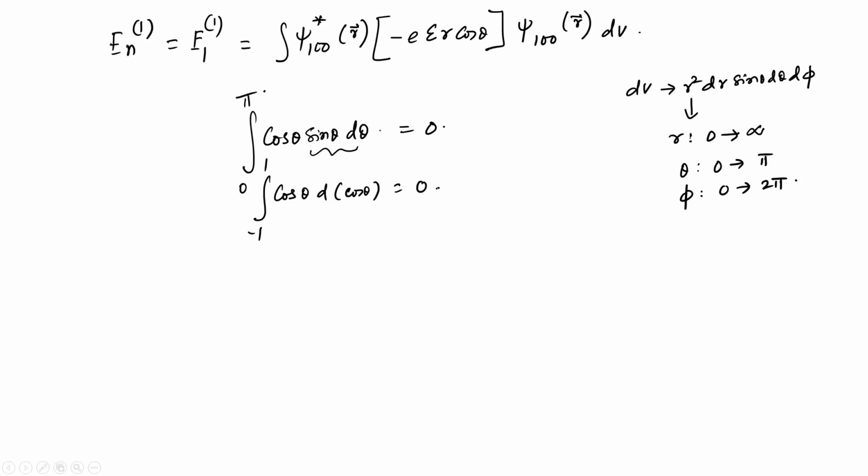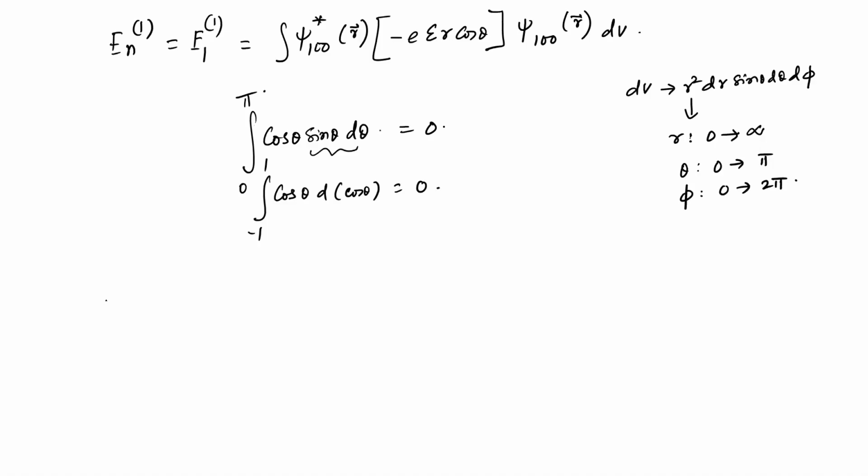So, that gives us a lesson that the first order energy correction to the ground state of hydrogen atom is 0 due to a weak electric field. Okay. So, it says first order Stark effect on the ground state vanishes.